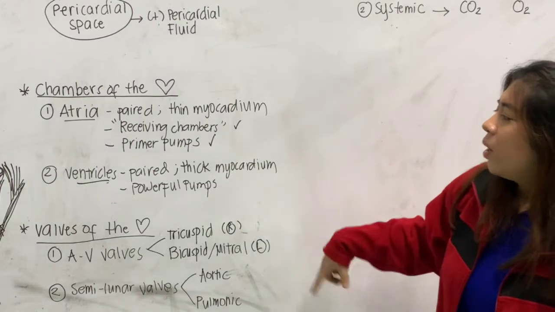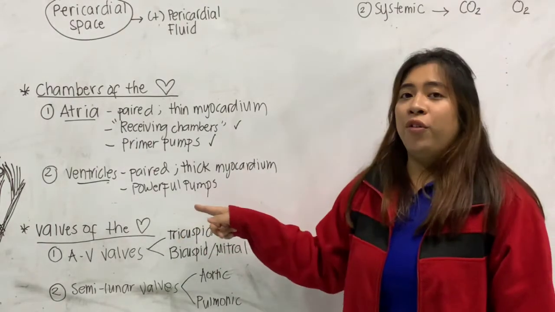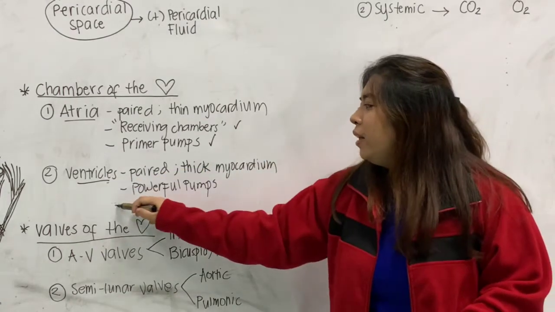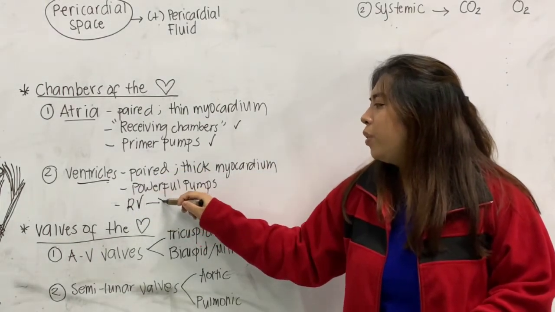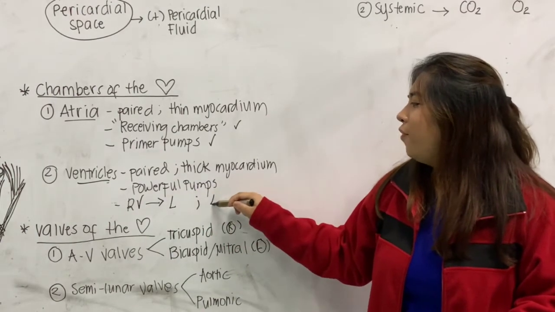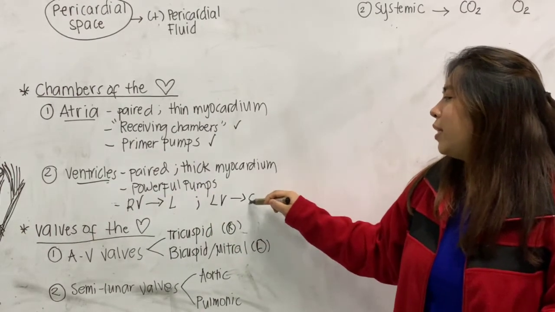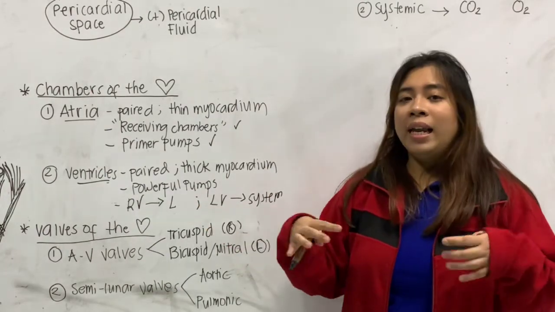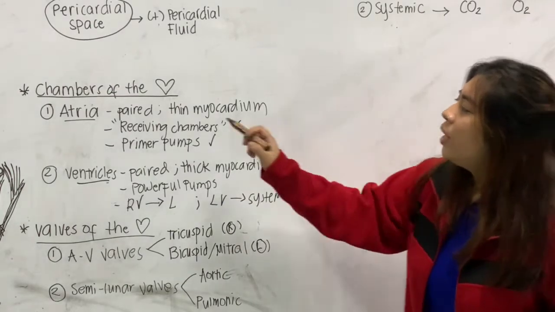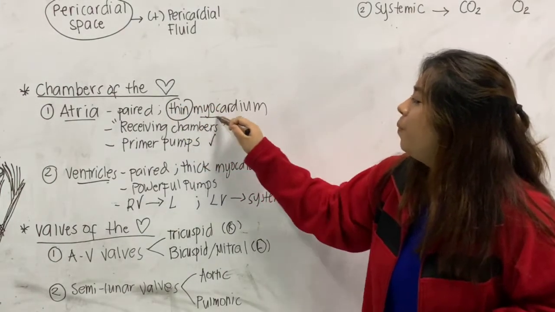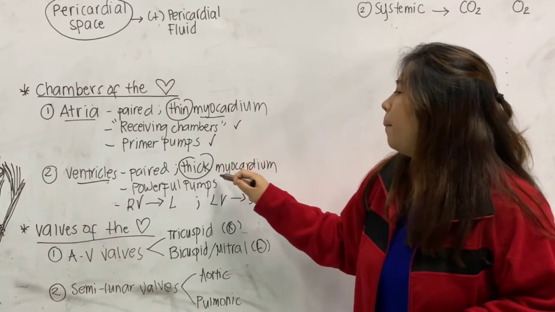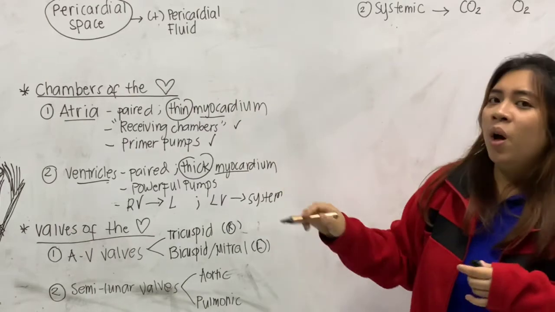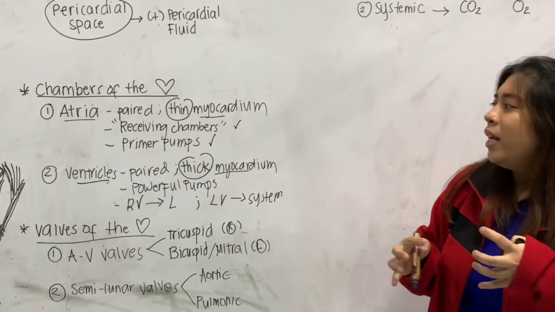For the ventricles, they are also paired and they are known as powerful pumps. The right ventricle pumps blood to the lungs and your left ventricle pumps blood to your system. They are known as powerful pumps because they need to send the blood far. What else? The atria have thin myocardium while the ventricles have thicker myocardium. Because the atria, again, are primer pumps. Where do they send blood to? They send it within the heart itself.